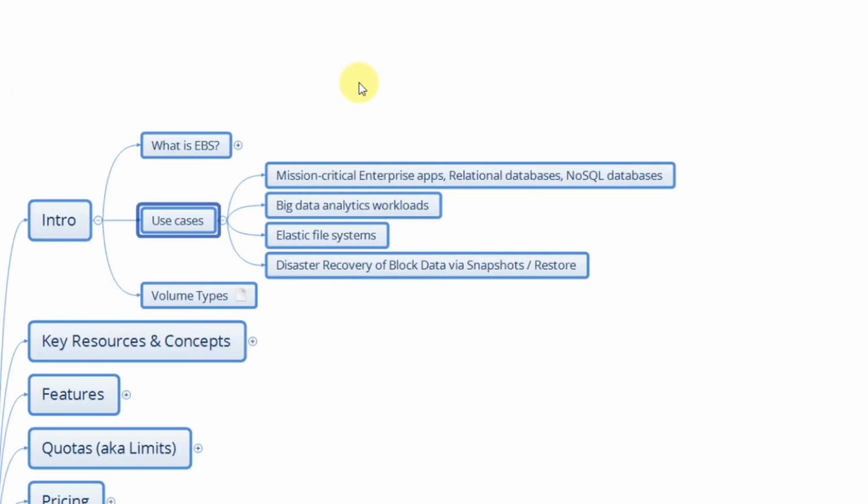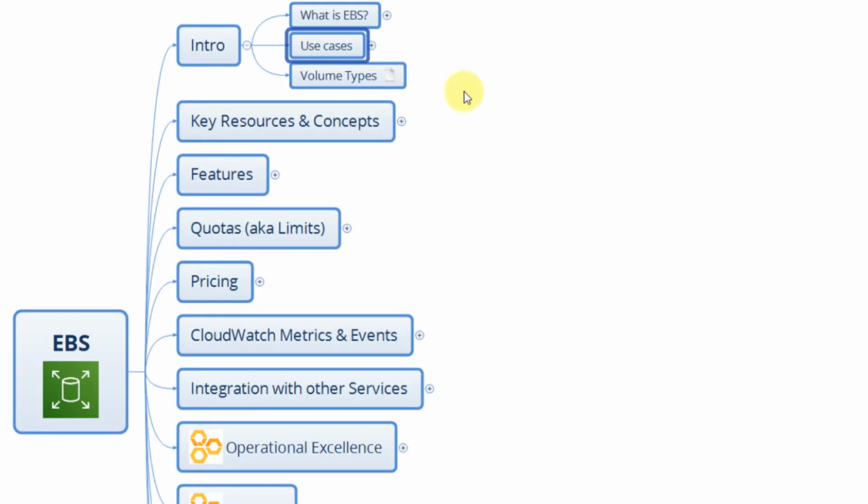The use cases for EBS include mission-critical enterprise applications, mission-critical relational databases or NoSQL databases, big data analytics workloads. You can run Elastic file systems on top, and you can also use EBS for disaster recovery of block data using the snapshots and restore snapshots feature. There are multiple volume types with different performance characteristics. Let's take a quick look at these types.